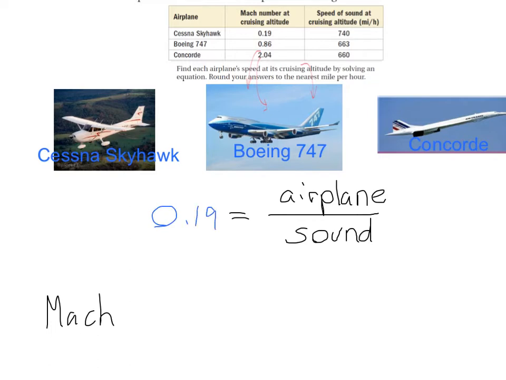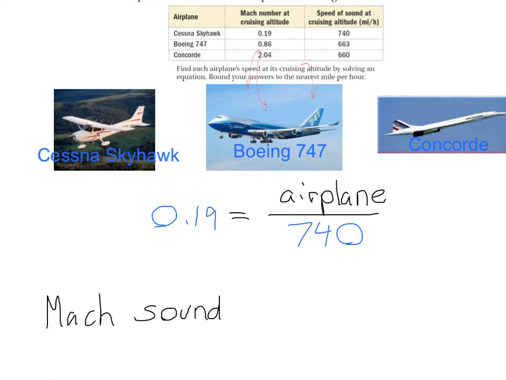Now we can either replace the airplane speed or the speed of sound with one of the other numbers, and the other number is 740. Remember, these numbers down here, we'll get to those when we deal with the Boeing and the Concorde. Right now, just the Cessna Skyhawk, so just this first row. 740 is what? The speed of the airplane or the speed of sound? Well, look at the title heading. It's the speed of sound. All we need to do is get rid of this sound and replace that with, in this case, 740, which means the airplane, remember, that represents the speed of the airplane, is what we're solving for, which, of course, is going to help us to answer the question, in which it says find each airplane's speed.